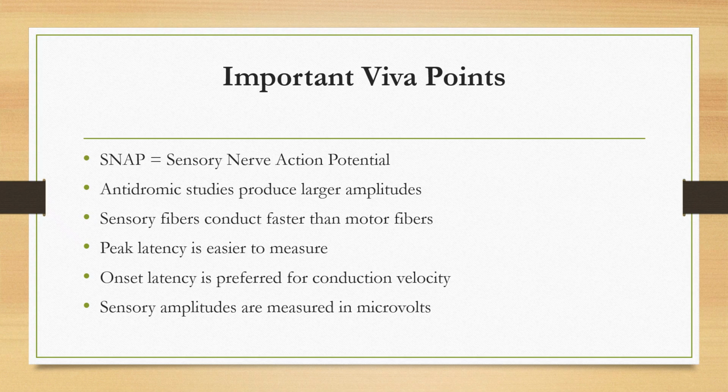Important viva points. SNAP stands for sensory nerve action potential. Antidromic studies produce larger amplitudes. Sensory fibers conduct faster than motor fibers. Peak latency is easier to measure. Onset latency is preferred for conduction velocity. Sensory amplitudes are measured in microvolts.